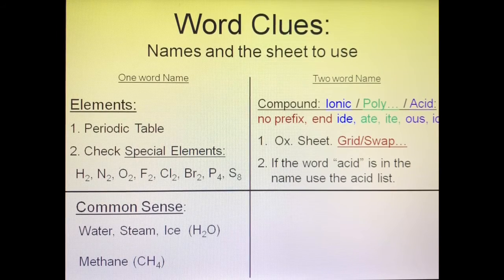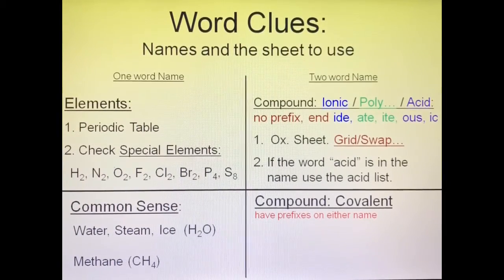Now if the word acid is attached to a name, there's also something on your oxidation sheet on the back. You can find the acid list, which already has listed a bunch of the common acids and their formulas. So if a reaction involves a specific acid, rather than using the oxidation sheet to look up the ions involved, you can go straight to your acid list and just look up the formulas off the acid list.